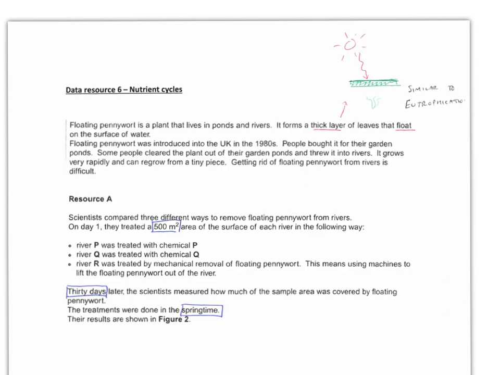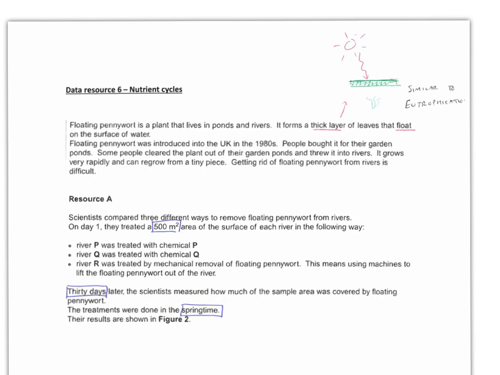Okay, so this data is also about nutrient cycles. It has important information at the top and also within the experiment as well. First question: identify the control variables, then explain why they're important. So there are three main control variables in this experiment. They used a 500 metre squared area, they used 30 days, and they did it in springtime.